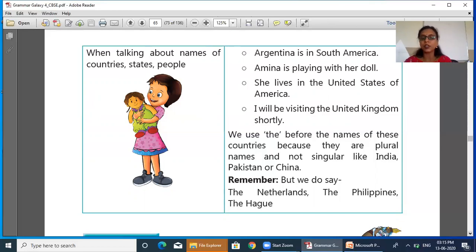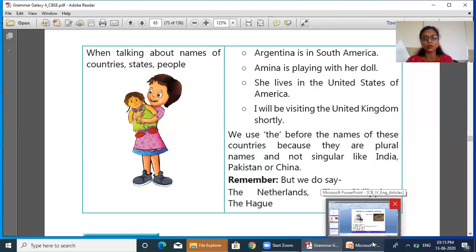Now you should remember there are some exceptions. For example, the Netherlands, the Philippines. These are exceptions. We are using "the" with them. Children, I hope now you understood all about the rules, how to use the articles.